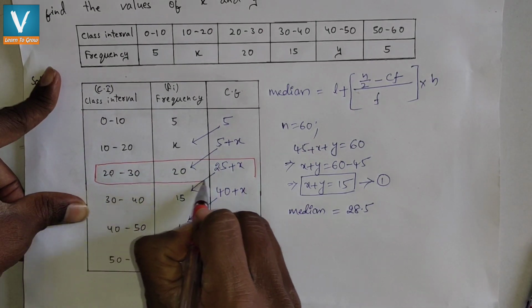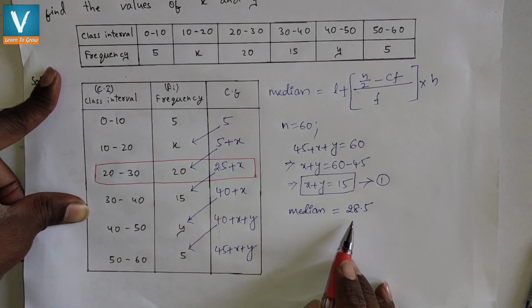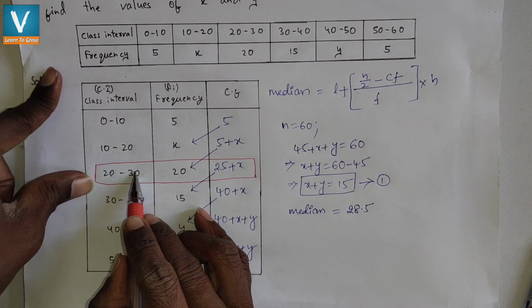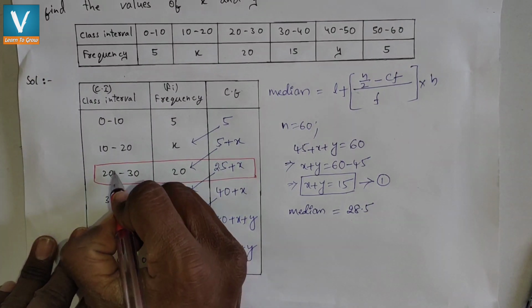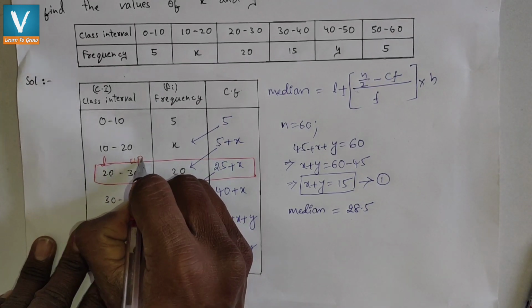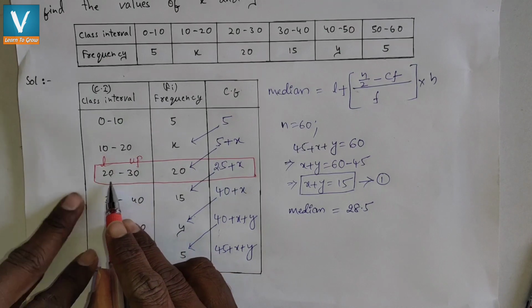This one I am taking as a box, because the median 28.5 lies between 20 and 30. Yes. So in this I am considering this is a lower boundary, this is an upper boundary. Okay. So here, what is the lower boundary?